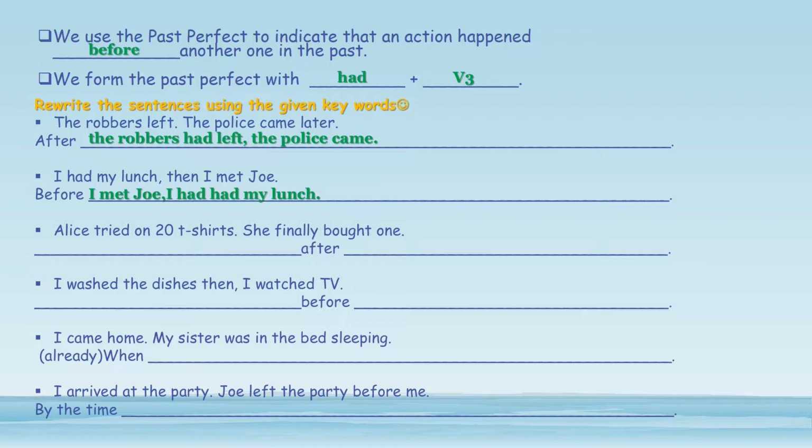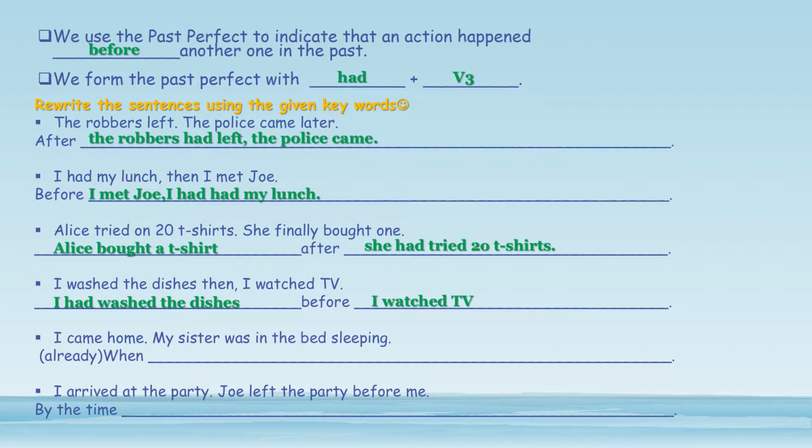Alice tried on 20 t-shirts. She finally bought one. So, Alice bought a t-shirt after she had tried 20 t-shirts. I washed the dishes, then I watched TV. I had washed the dishes before I watched TV.